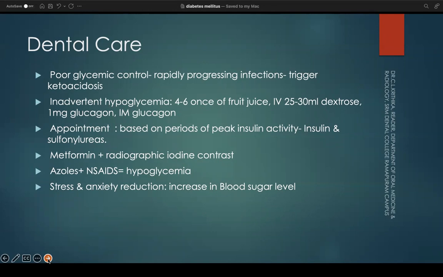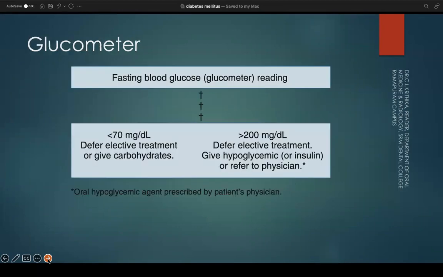If the patient is under metformin, then there could be a drug interaction with radiographic iodine contrast. While giving NSAIDs and when azole drugs are being given for the patient, it can trigger a hypoglycemic attack. Stress and anxiety reduction are also key factors to be considered while treating a patient with diabetes mellitus in a dental office. So, it is always mandatory to check for the fasting blood glucose level with a glucometer on the day of a dental surgical procedure.